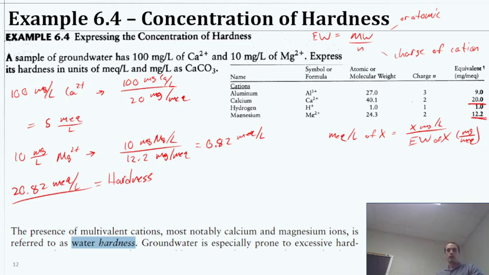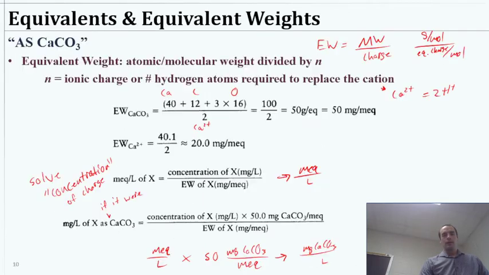So what is the hardness expressed as milliequivalents, and then as milligrams per liter as CaCO3. So as CaCO3, what we said a moment ago was that we can simply take the expression in milligrams per liter and multiply that by that 50 milligrams CaCO3 per milliequivalent, and then divide that by the equivalent weight of X. So we'll have to do that for each of them, just like we did the equivalent weights for each.